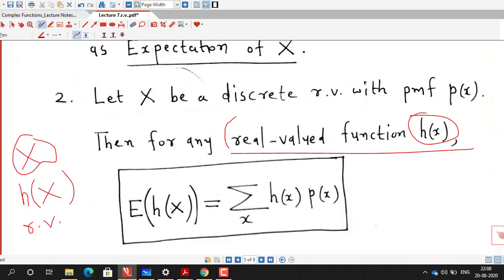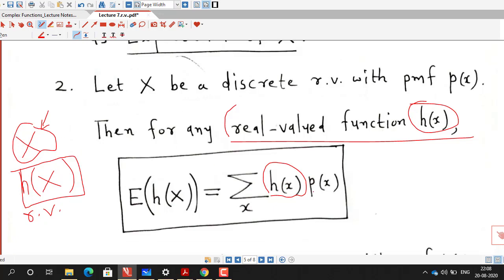Now how to find the expected value of this new random variable? So you can remember this. We can prove this also by the definition, but we are not going into the details of the proof. We just remember that the expected value of a function of a random variable equals sigma h of x into p of x, where small x is the value of this random variable. So we are taking the value of function h at point x.